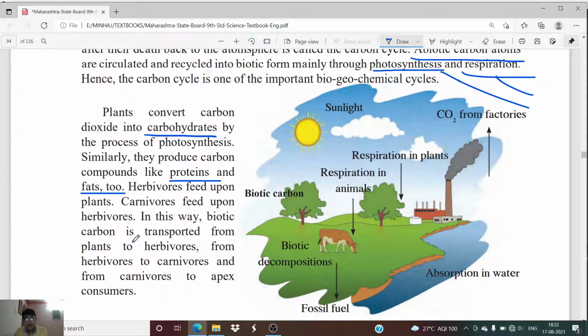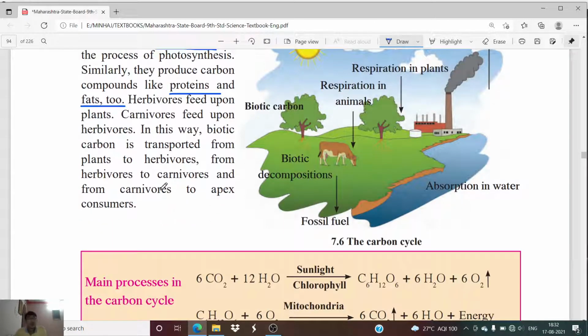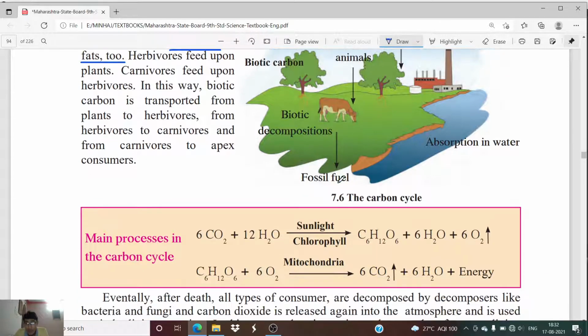And again, carnivores feed upon herbivores. In this way, biotic carbon is transported from plants to herbivores. You can see the transfer of carbon atoms or carbon dioxide is happening from plants to herbivores and from herbivores to carnivores. And again, when an apex consumer consumes the carnivores, it is transferred from carnivores to apex consumers.